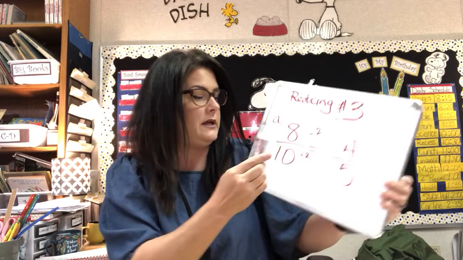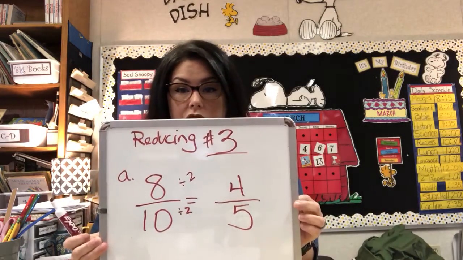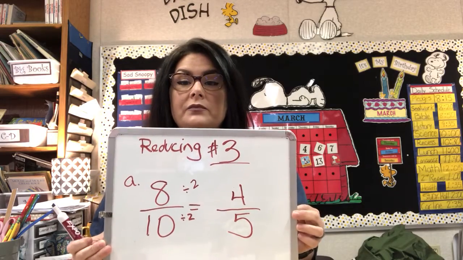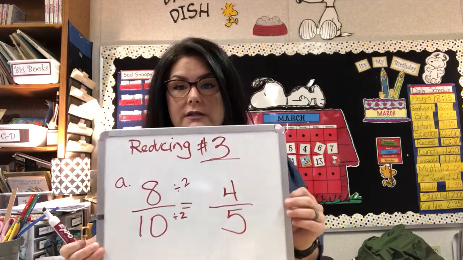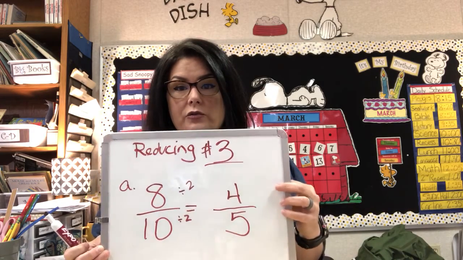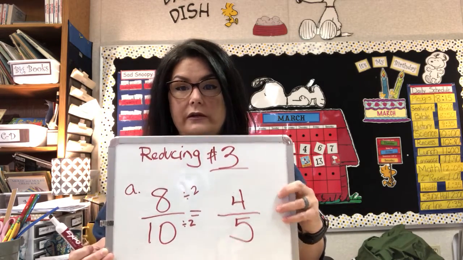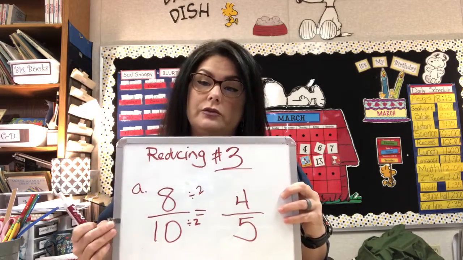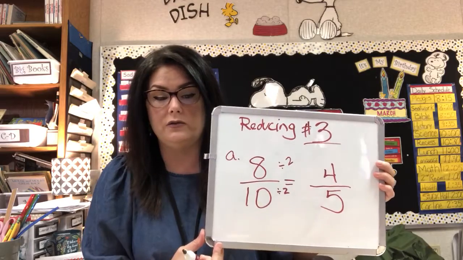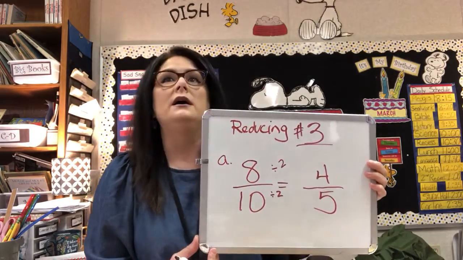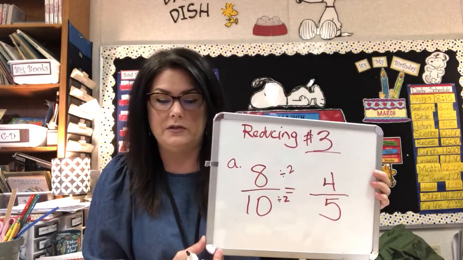So when you reduce 8 over 10, your answer should be 4 over 5. Okay, and that's as far as you can take it. Next year, you'll reduce fractions even further. But for right now, we're just still reducing it like this. And whenever you see the word reduce, just think of it as divide, okay?